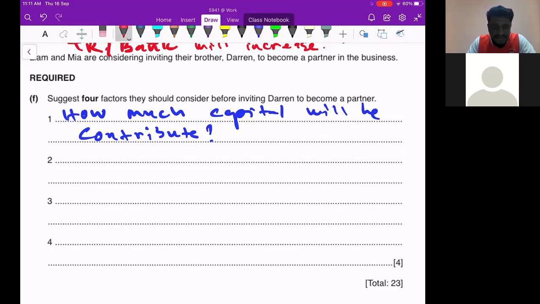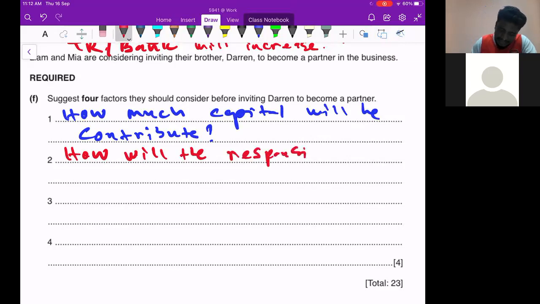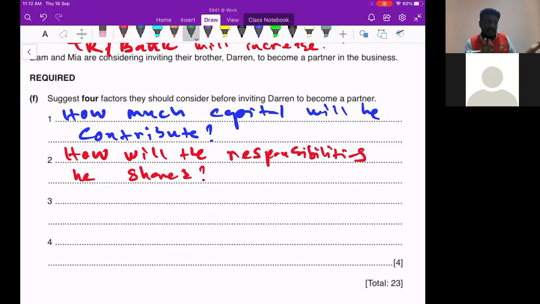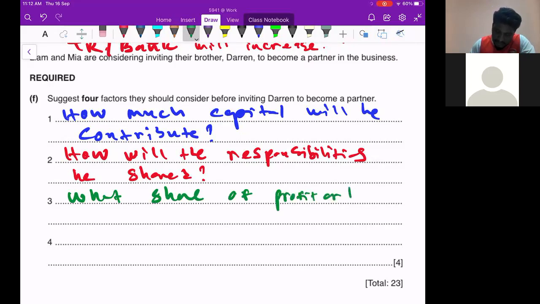Apart from this, we will see how the responsibility will be shared. How are you going to share the responsibility or the workload? We need to decide that one first. Now we only have 2 people. We share 50-50 or 80-20, I don't know. When the new guy is coming in, we need to decide that one. Apart from that, very important: what is the share of profit or loss? Will he be offered a share of profit and loss?